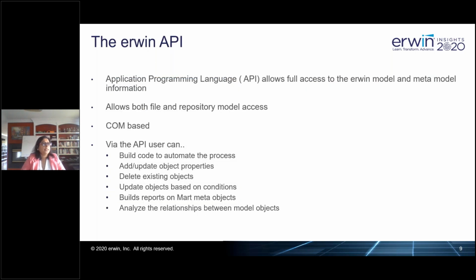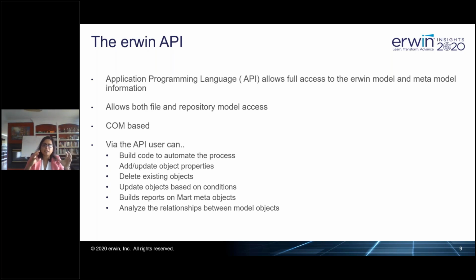Erwin API is called the Application Programming Interface, which basically allows full access to the Erwin model and metadata information. So what exactly is that? It is a programming interface which allows my customers to look into the model. You are looking at the model, but that model is stored somewhere behind, in the metadata, another layer in the tool, right? The API allows you to reach those metadata objects and start thinking out of the box.